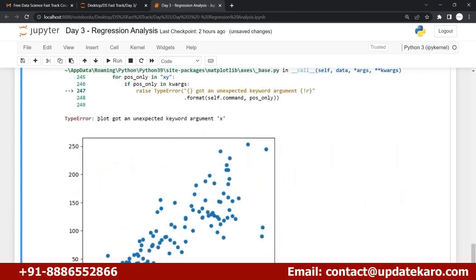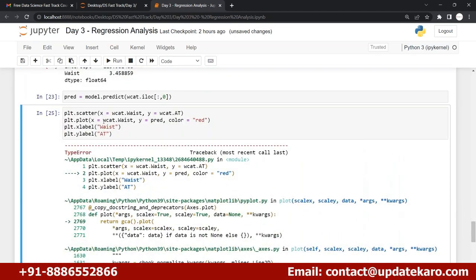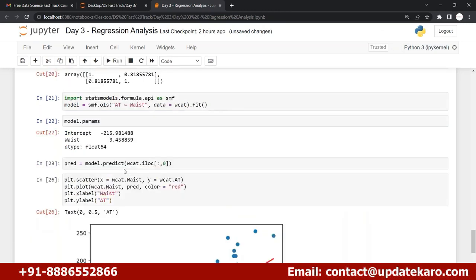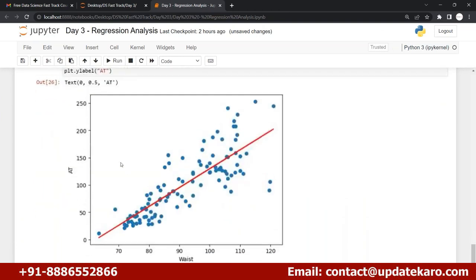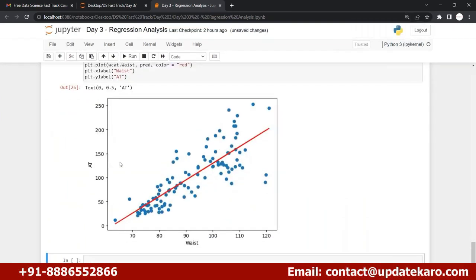What is it saying? Plot got an unexpected keyword argument. Let me remove those unexpected arguments, because in the scatter plot we can add x and y, but in plot we can't add x and y, we can simply add the names. So I guess this time it might work. Yeah, now we are able to see the regression line. So that's how you can create the model.